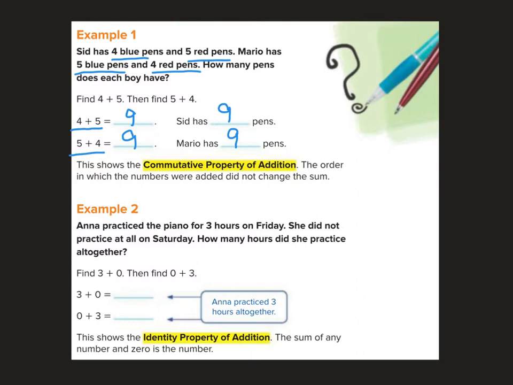So this is showing us the commutative property of addition. It tells us we can flip-flop the numbers and that's not going to change the answer.